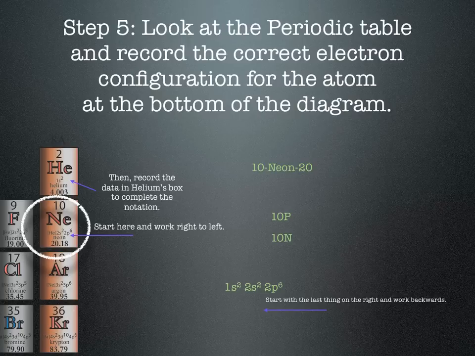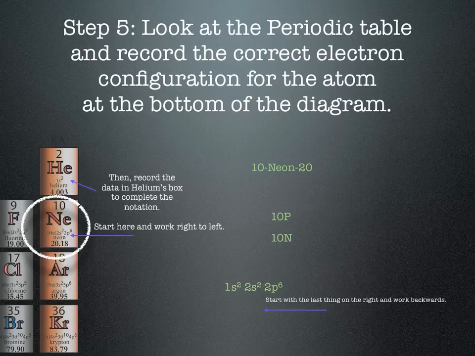This means on the second energy level, p subshell, you'll find 6 electrons. Then take a step back and record the information just to the left of that, 2s2, which means second energy level, s subshell, you'll find 2 electrons.